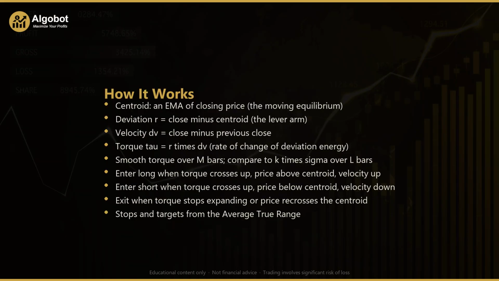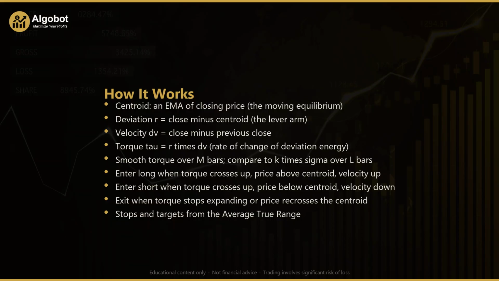Now let's walk through the exact logic, step by step. The strategy acts once per completed bar, so it is patient and never reacts to every tick. First, it computes the centroid, an exponential moving average of closing prices, using the CentroidPeriod, which defaults to 40 bars. Then it measures the deviation, which is the current close minus that centroid. This is the lever arm, and its sign tells you which side of equilibrium price is on. It also measures velocity, the current close minus the previous close, which captures the direction and pace of the latest move. Multiply the deviation by the velocity, and you get the torque for that bar.